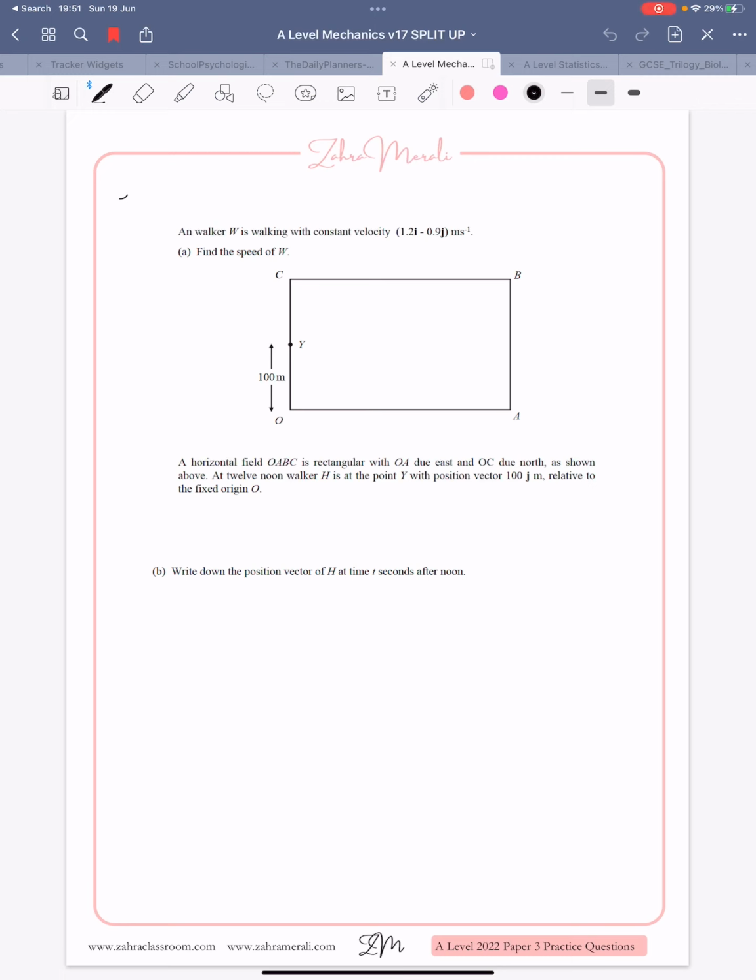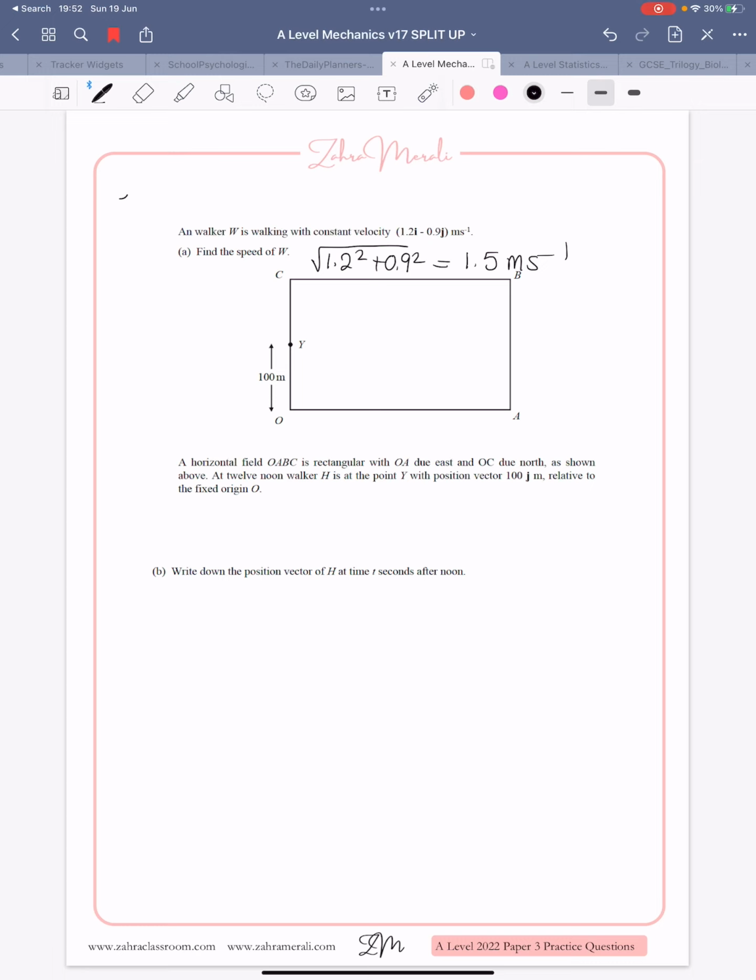Okay, so we've got a walker here who's walking with constant velocity, and we want to find the speed. Now remember, speed isn't a vector, it's a scalar. So we're going to Pythagoras this. So we're doing the square root of 1.2 squared plus 0.9 squared, which gives us 1.5 meters per second.